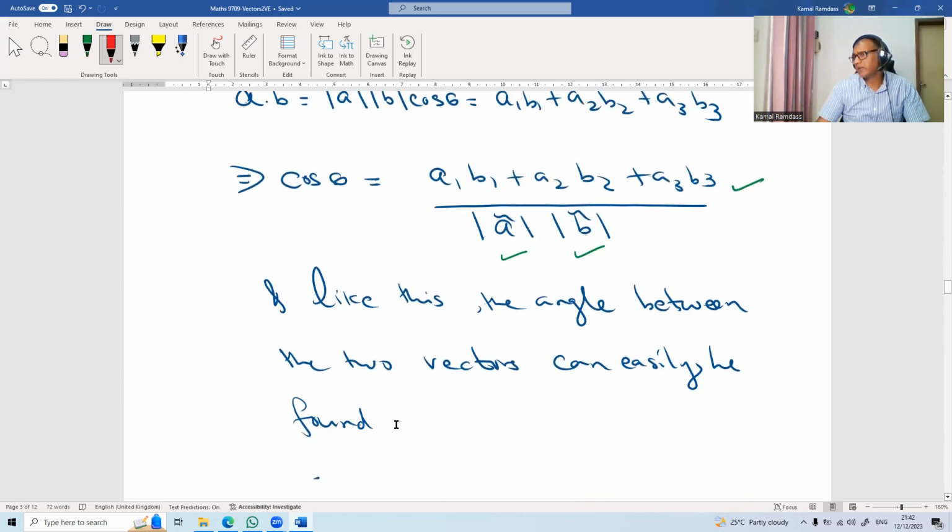Modulus of A bar, c'est A1 square plus A2 square plus A3 square under root. Modulus of B bar, c'est B1 square plus B2 square plus B3 square under root. Very good.